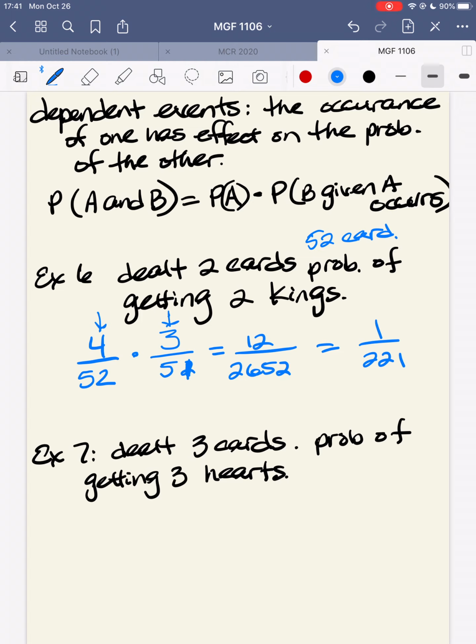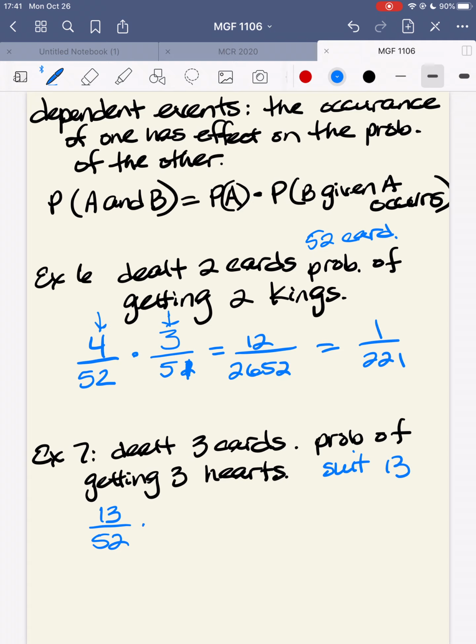So the second one is we have 3 cards. We want to get 3 hearts. Each suit has 13 cards. So the probability of getting my first heart is 13 out of 52. I'm sorry if example 6 was confusing. Talk to me later if you have problems.